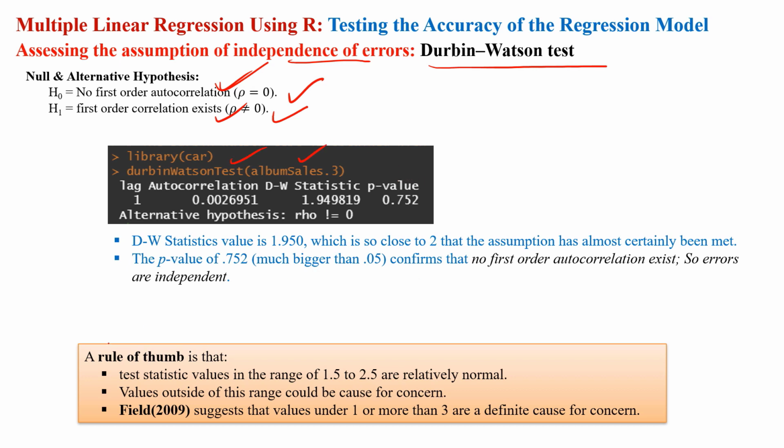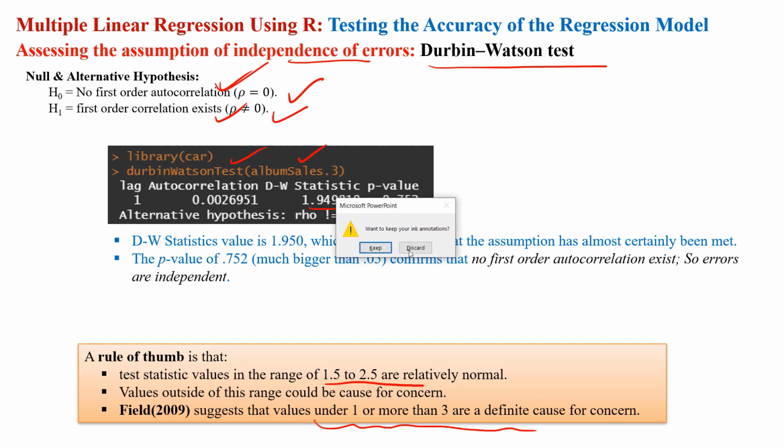The rule of thumb is if the Durbin-Watson test value is lying within this range, then we will say it's normal. But if it is greater than 2.5 or less than 1.5, then there is a case to be concerned about. Like Field 2019 says, not only 1.5, if it is less than 1 or greater than 3, then there is a case of concern.